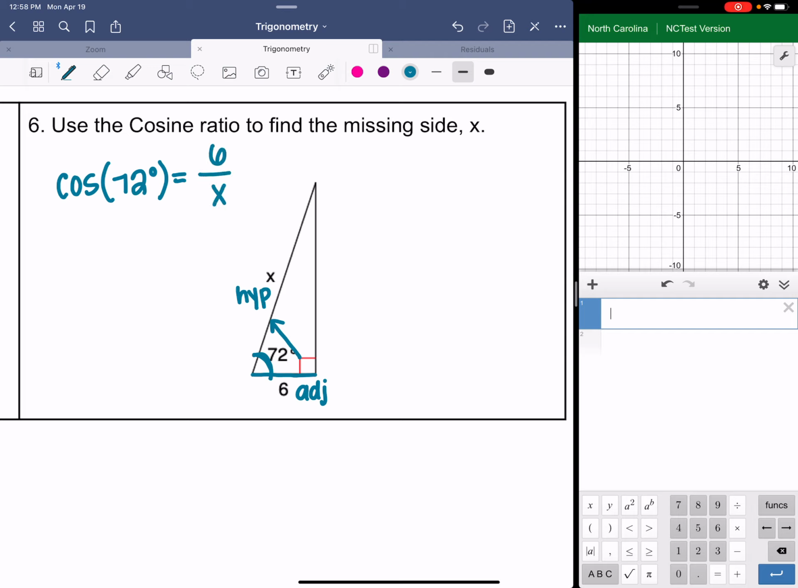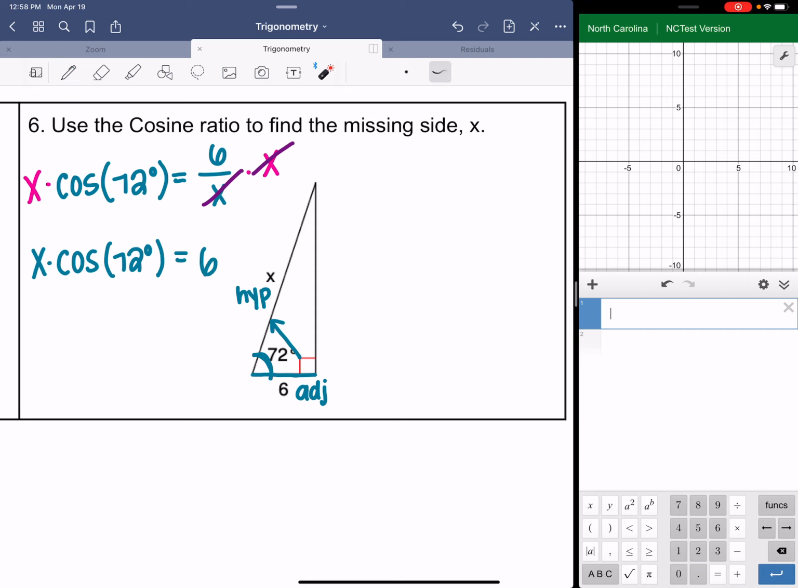Now this one, the process is the same. We just have to do another step, even though we're still just solving for x. So we can't do anything with x until it is not in the denominator anymore. So to do that, we're going to do times x on each side. Now when we do that, x divided by x is 1, so that essentially crosses out. So we're left with x times the cosine of 72 degrees equals 6.